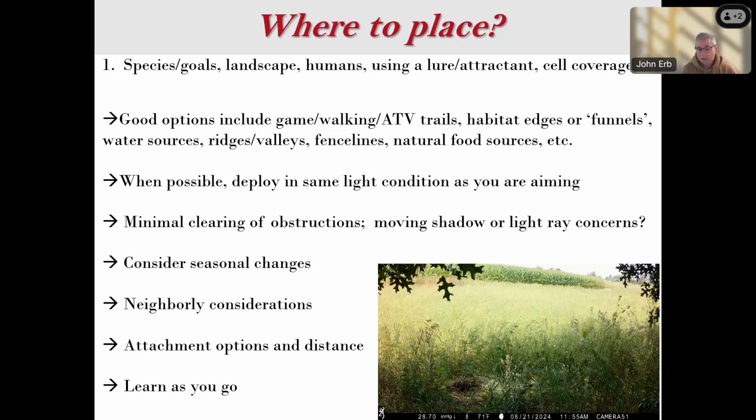Consider the seasonal changes. A good place in the spring might be totally useless in the fall or vice versa. Also consider, even if it's on your own property, your neighbors. Putting a camera right at the property line facing your neighbor's property to see what deer are in their field is probably legal, but you don't want to cause neighborly disputes either. So do consider those things.